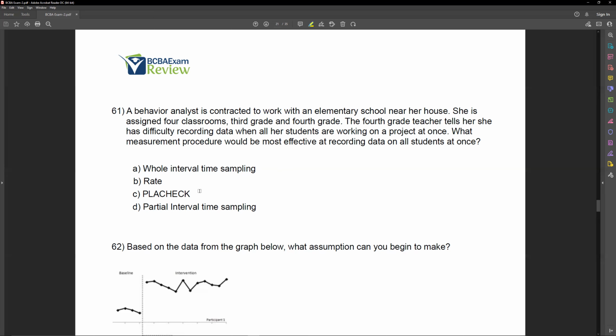Play check, a planned activity check, right, is built for groups, right? It's the whole idea. It's a momentary time sampling procedure built for groups. At the end of an interval, you look up, whoever's engaging in the behavior, it's a response. Whoever isn't is a non-response or an incorrect, okay? Then you go back to doing what you're doing. Every interval, you check in, see who's doing it, see who isn't, okay? So the procedure most effective at recording data on all the students at once would be a play check or a planned activity check. That is our best answer.